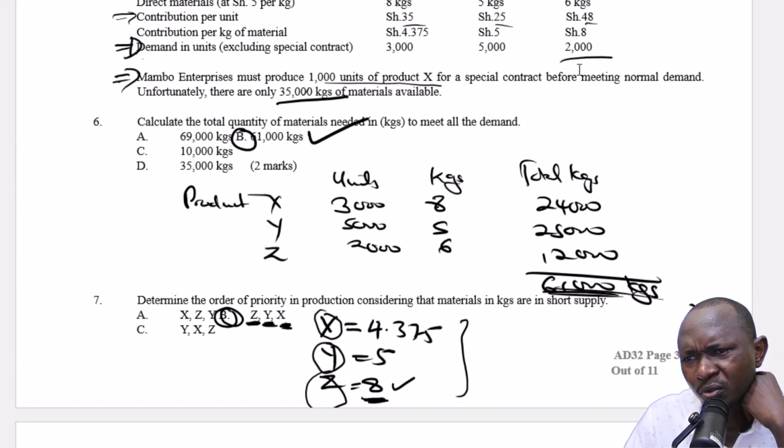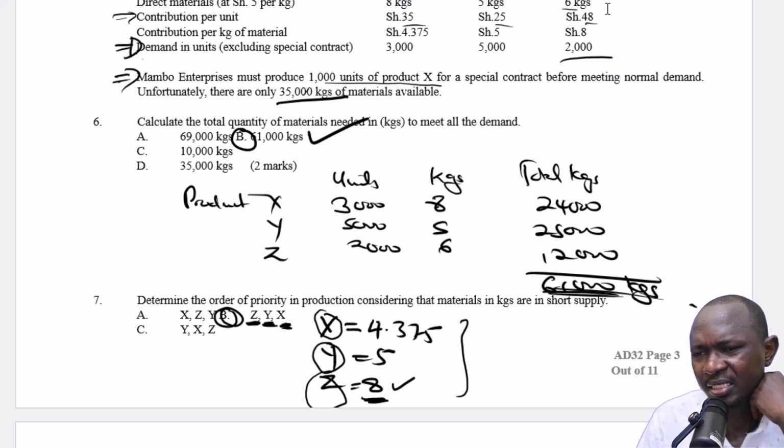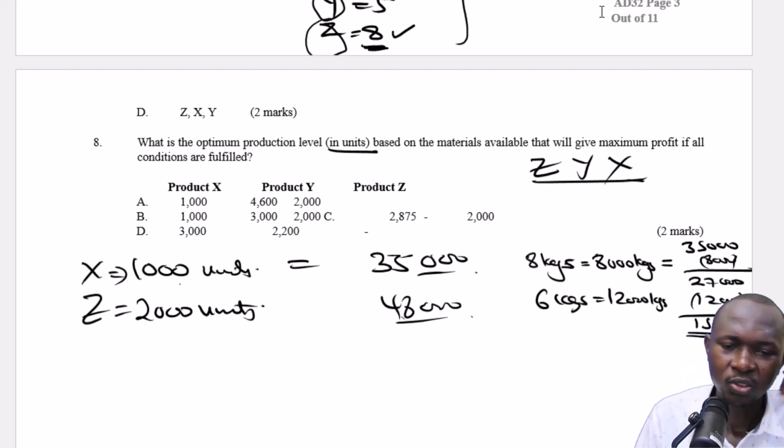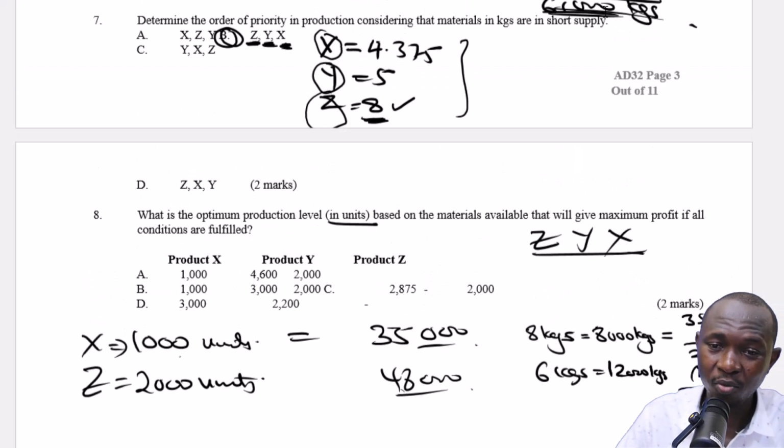Now we are supposed to produce 2,000 units, and each unit will consume 6 kgs. So how many kgs is this? Of course, the contribution is very good at 48,000. It means we are going to have 2,000 times 6. This will give us 12,000 kgs that are going to be utilized to produce product Z. So 27,000 minus 12,000, how many kgs are we having remaining? 15,000. So this 15,000 will go to the next most profitable product.